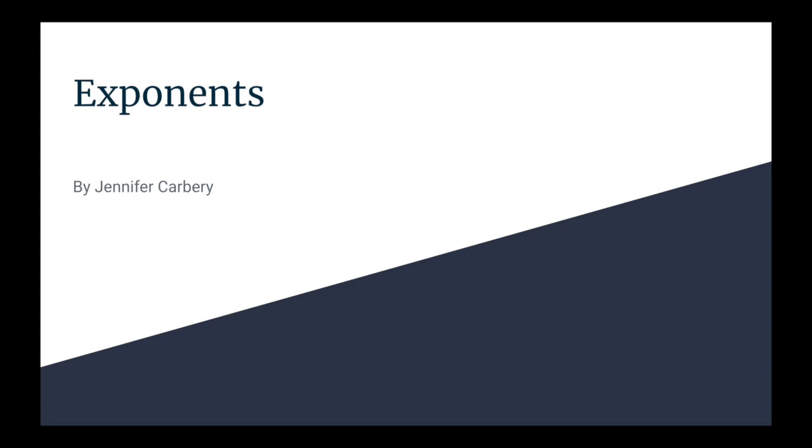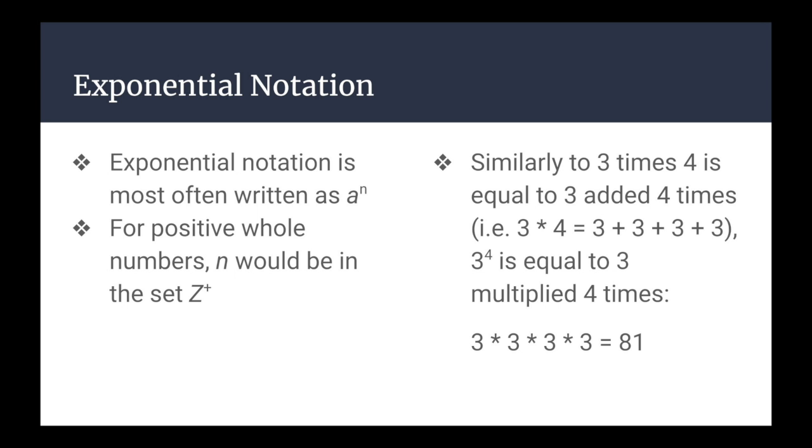So for presentation number 3, I decided to choose option A, which was exponents. Exponential notation is most often written as a to the nth power. For positive whole numbers, n would be in the set Z plus, or Z positive, which is the set of positive integers, or you could consider it the set of whole numbers excluding 0.